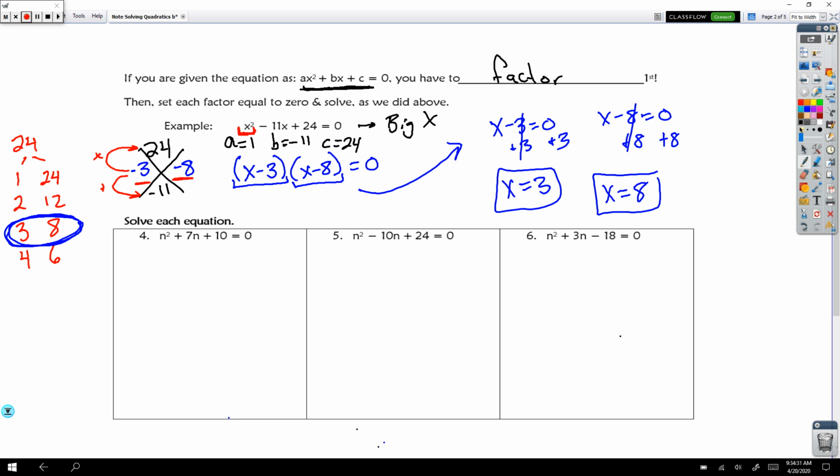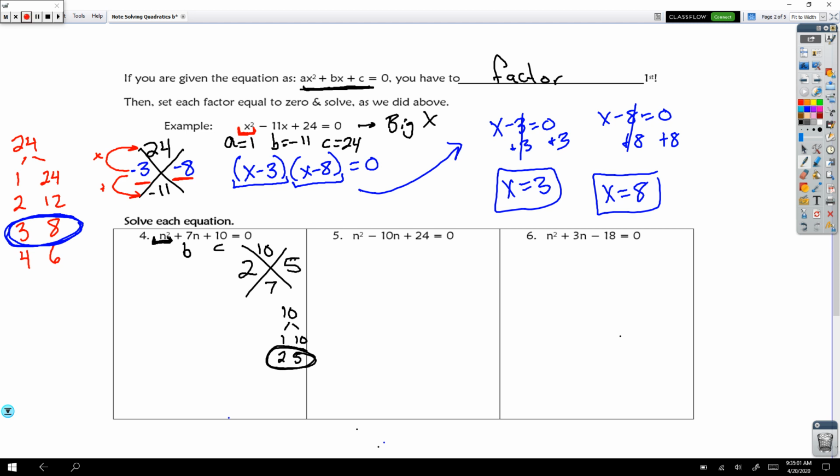Alright, so again, the squared term is by itself. There's no GCFs in the problem, so I go right into big X. Okay, so here's B, here's C. So C goes on top, B goes on the bottom. So I need my factors of 10. That would be 1 times 10, or 2 times 5. The only way I can see getting 7 is with the 2 and the 5.